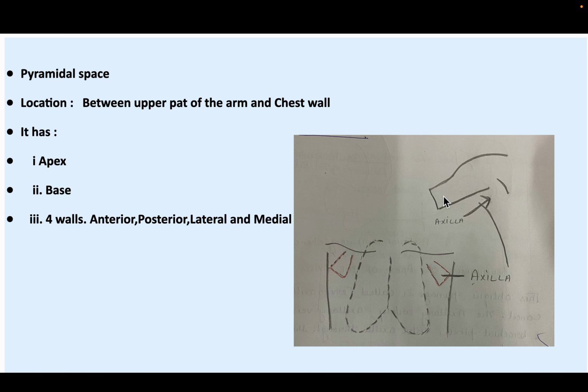Now this axilla is a pyramidal space. It is located between the upper part of the arm and chest wall. It has apex, base and four walls, that is anterior, posterior, lateral and medial.